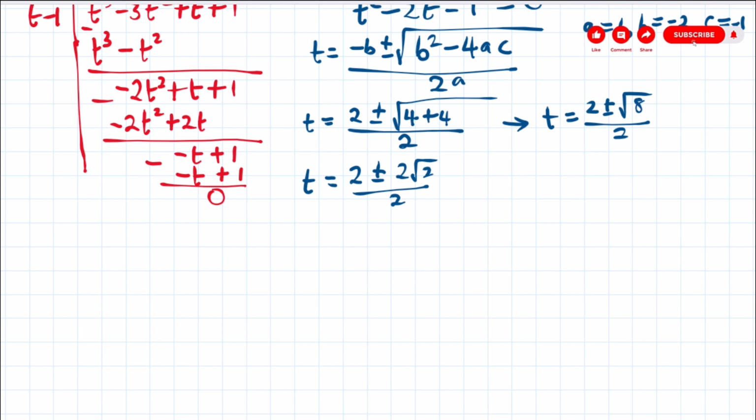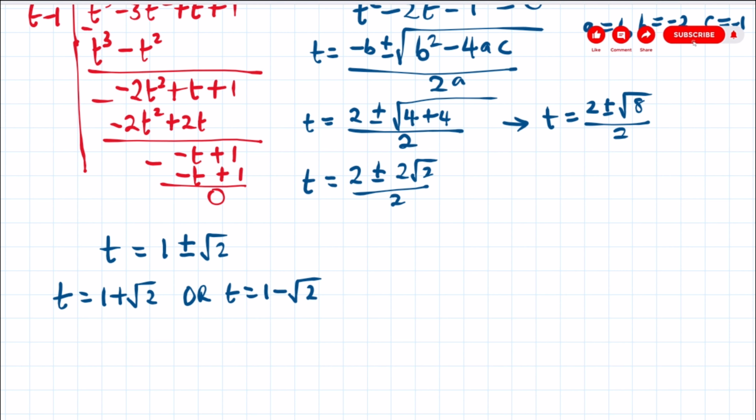So if you simplify this, dividing through by 2, you're going to have that t is equal to 1 plus or minus square root 2. So we've gotten our two solutions. t is equal to 1 plus square root 2, or t is equal to 1 minus square root 2. So at the end of the day, we found our three roots, our three solutions to this equation.